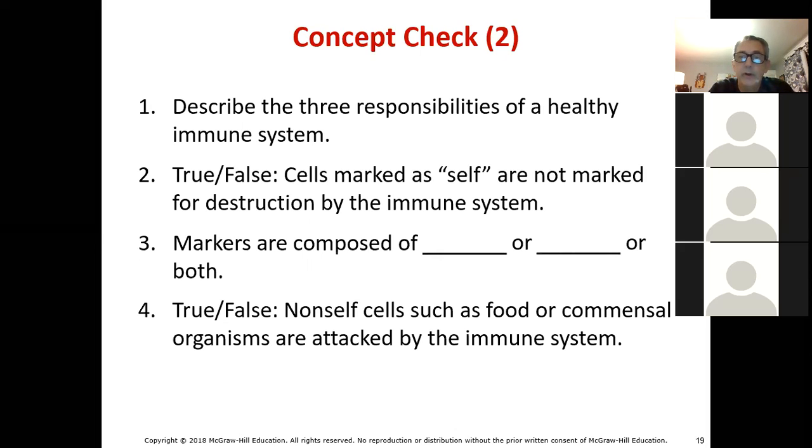That is true. So cells that have something on them that identifies them as self, those are not attacked by our immune system. Right, but it's got to be recognized as self first. Cells marked as self are not marked for destruction by the immune system. That is true. Did I not say that right or read it right? I don't know.